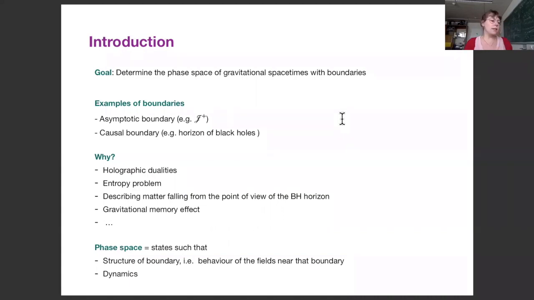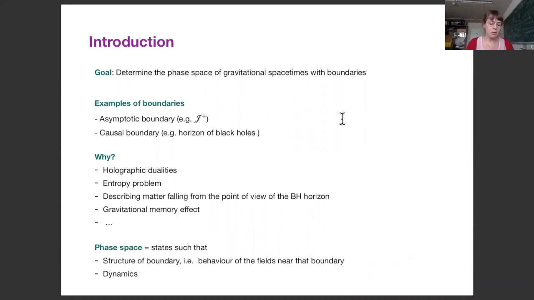And in another area, there is the gravitational memory effect, where if you put two detectors at the boundary of asymptotically flat spacetime, so at scri plus, then after a gravitational wave has passed, they might have a persistent deformation of their position. So that's a bit of the general motivation for why it's interesting to study those surfaces.